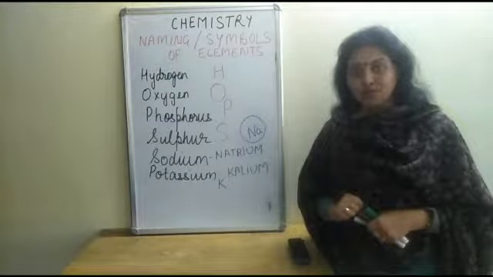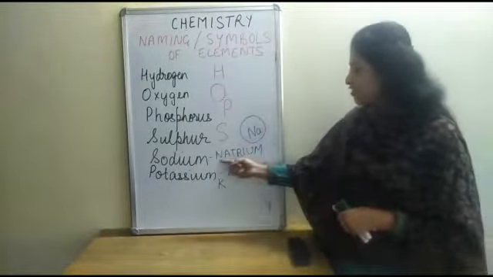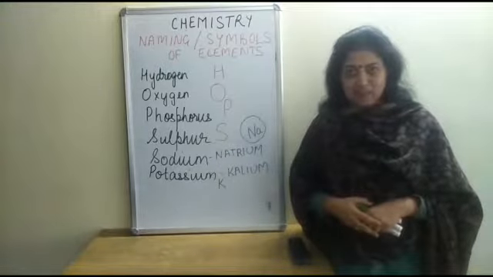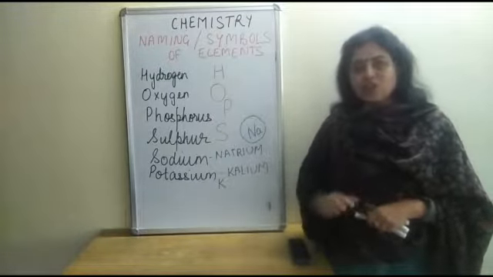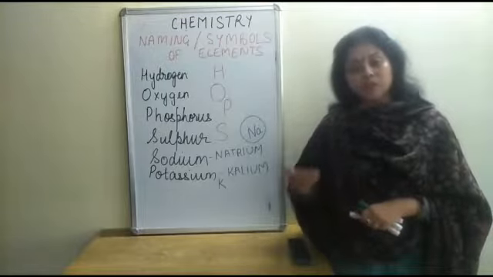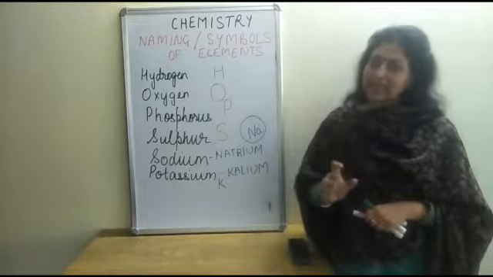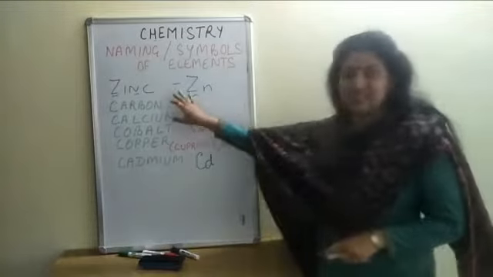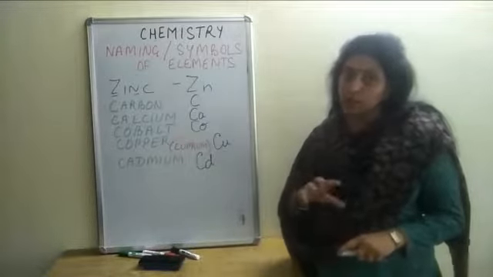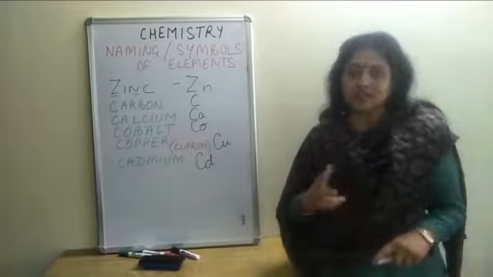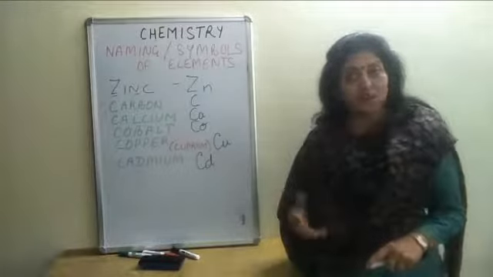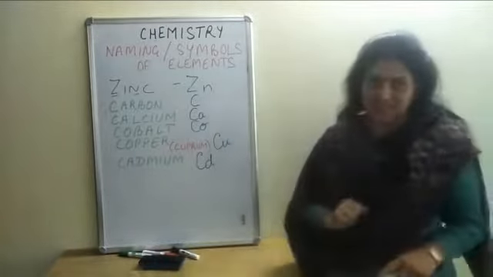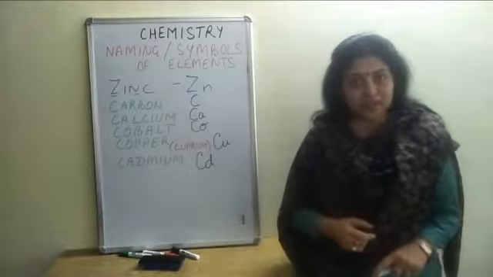But what is the rule? Here it seems that the first and the second letters have been used. Well, that is not the case. Let me explain further how the second letter is used. Let's look at zinc. Zinc, you would say it should be Z or Zi. But look at the name. It is Zn, as I told you earlier.